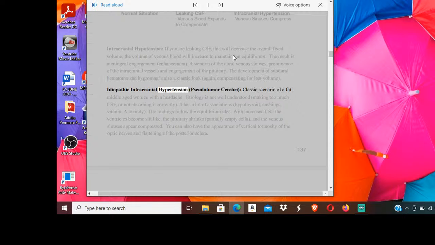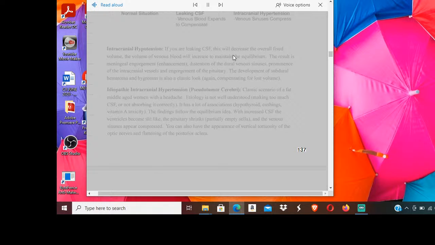Idiopathic intracranial hypertension, pseudotumor cerebri, classic scenario of a fat middle-aged woman with a headache. Etiology is not well understood, making too much CSF, or not absorbing it correctly. It has a lot of associations: hypothyroid, Cushing's, vitamin A toxicity. The findings follow the equilibrium idea. With increased CSF the ventricles become slit-like, the pituitary shrinks, partially empty sella, and the venous sinuses appear compressed. You can also have the appearance of vertical tortuosity of the optic nerves and flattening of the posterior sclera.